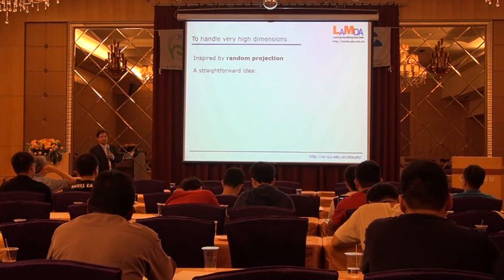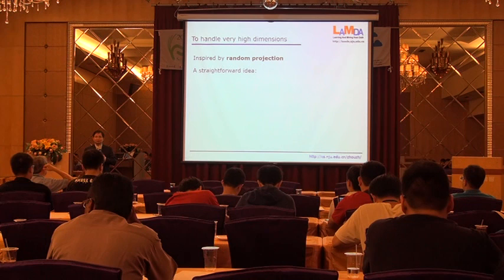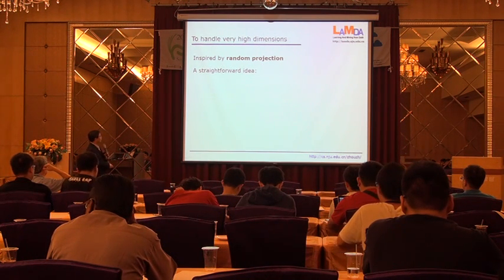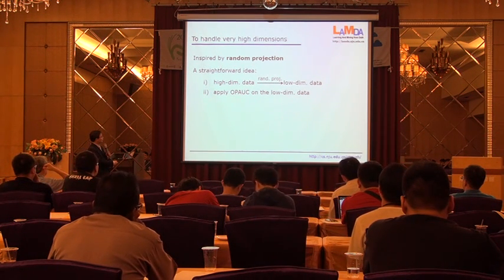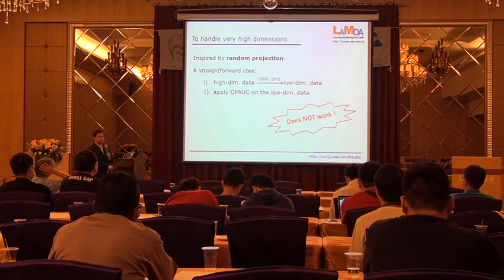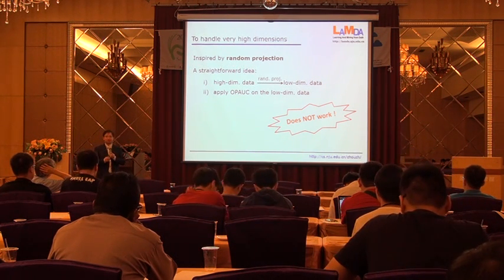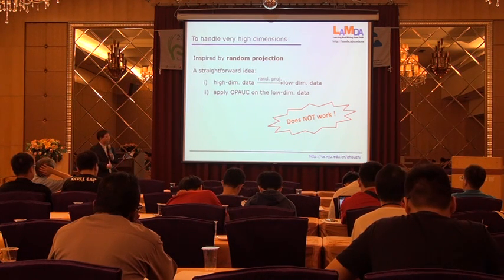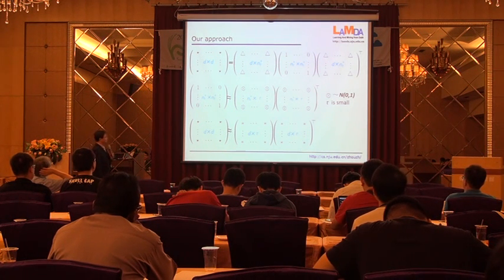For this, there might be some very simple ideas. Maybe you can do some high dimensional data processing, for example dimension reduction or random projection. Random projection is very simple: for high dimensional data, you randomly select a part of the features to get low dimensional data, then apply the algorithm on the low dimensional data. But I will show you that all these methods do not work. Even for dimension reduction, if you run dimension reduction first and then apply the algorithm to optimize AUC, it does not work.